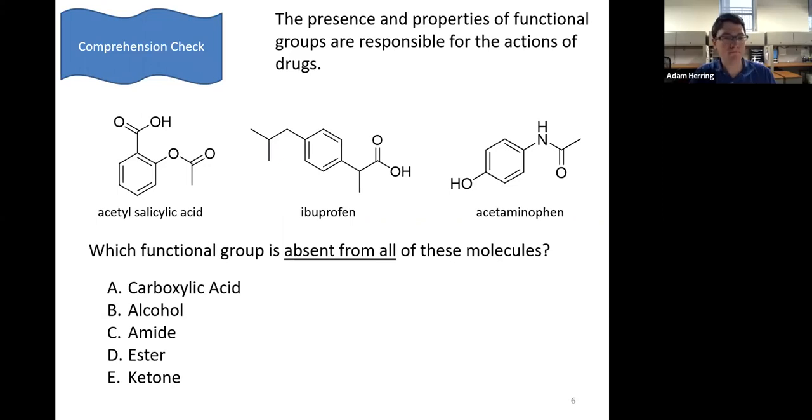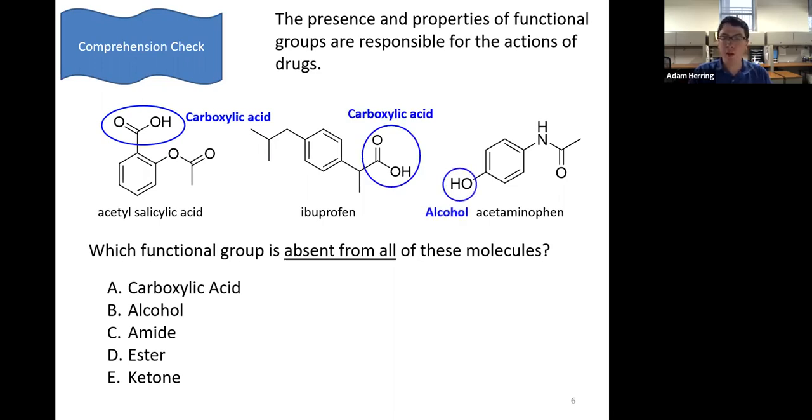All right, welcome back. So on the left, we have a carboxylic acid. We have a carboxylic acid on ibuprofen. There's an alcohol in acetaminophen, an amide in acetaminophen, and an ester in acetylsalicylic acid. So we have carboxylic acids, alcohols, esters, and amides. So the ketone is what is missing.